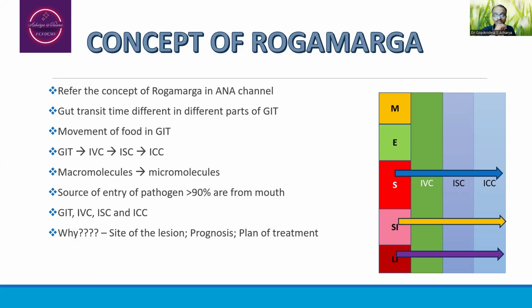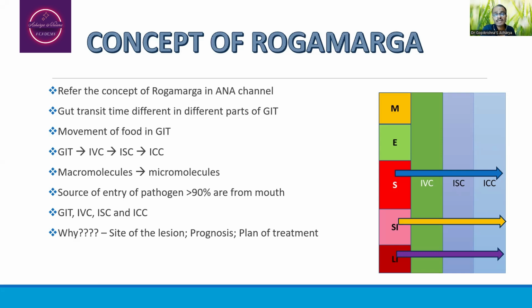When you say schematic representation, in the sense, on the absolute left side is the concept of the alimentary canal, which has five main organs: mouth, esophagus, stomach, small intestine, and large intestine. They are unique because of the specific gut transit time. Immediately next to that is the intravascular compartment, immediately next to that is the interstitial compartment, and next to that is the intracellular compartment.